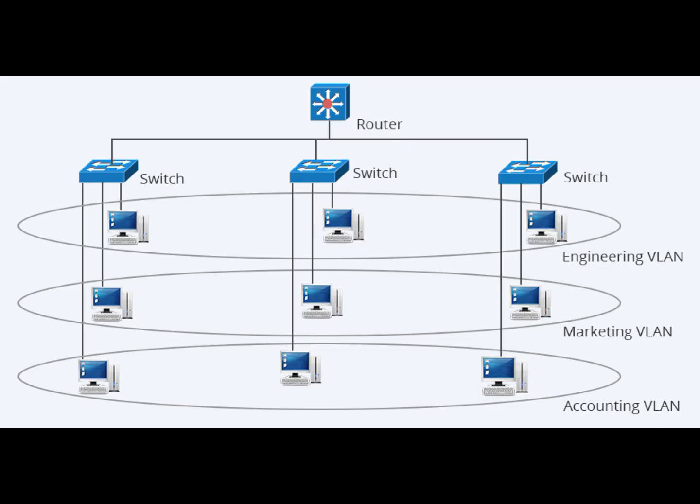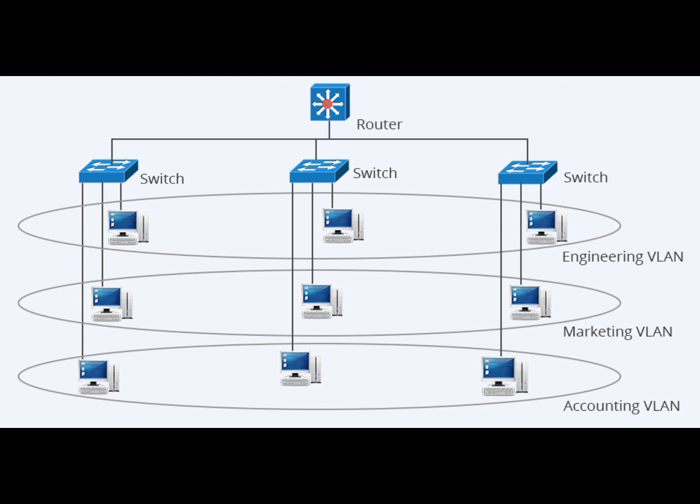What is VLAN? VLAN means Virtual Local Area Network. VLAN is a logical grouping of devices within a network, even if they are not physically located in the same local area network segment. VLANs are used to segment network traffic, improve network performance, and enhance security by isolating groups of devices from each other.